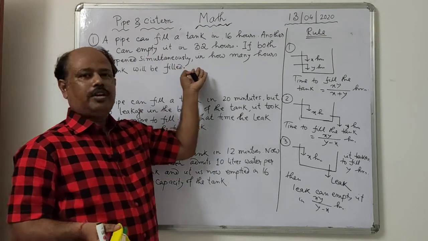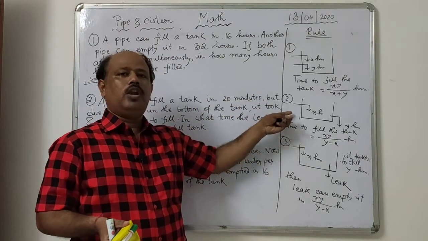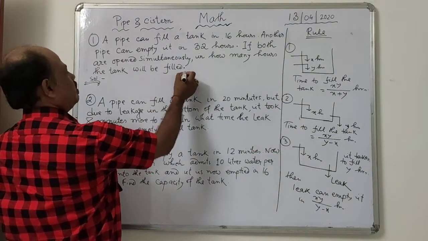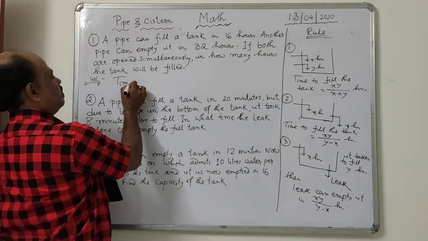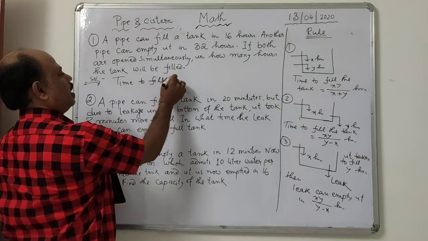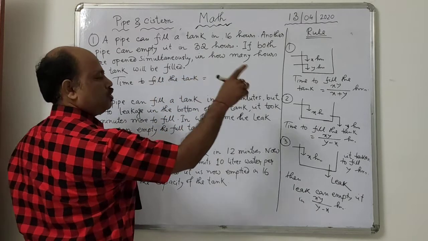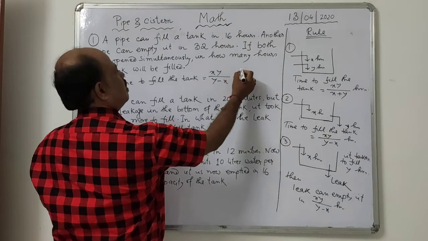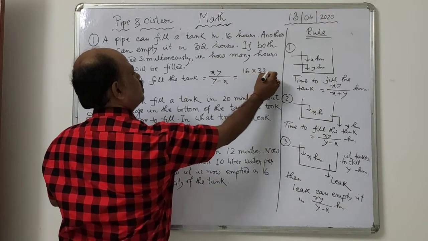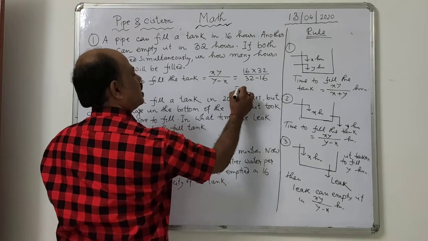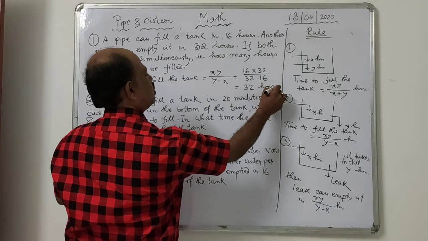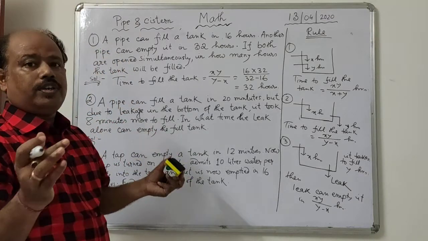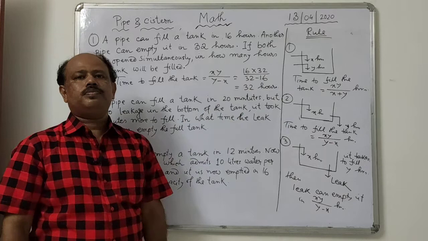And you know, after reading this type of question, you have to use formula number 2, okay. So the time to fill, that is the solution: time to fill the tank, you use formula number 2, xy by y minus x, where the value of x is 16 and y is 32, so 16 times 32 divided by 32 minus 16. After calculation you get 32 hours. Therefore the answer to the first question is 32 hours.